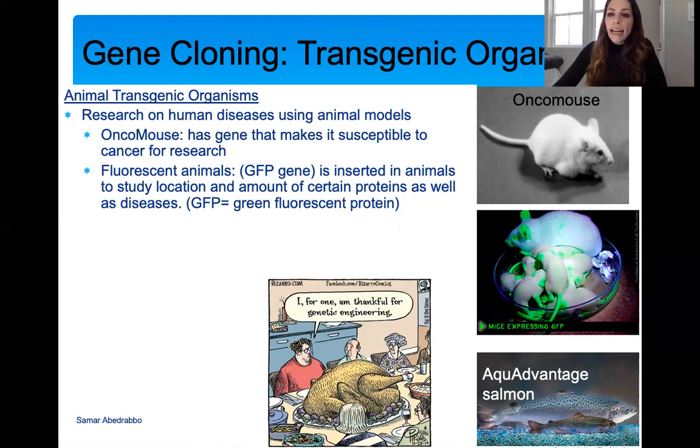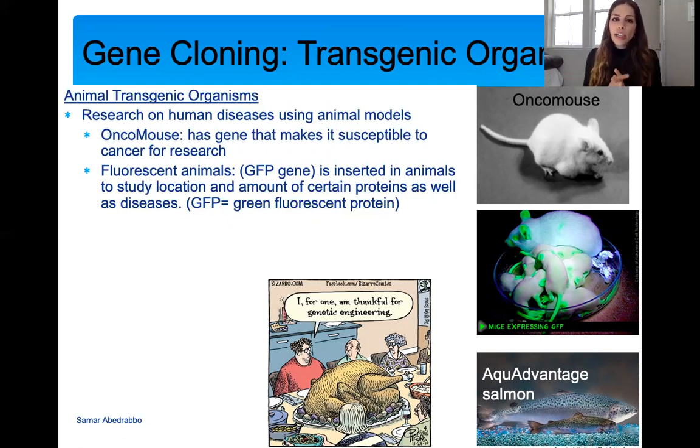So there's something called the oncomouse, and in science, if you guys don't know, oncology is a field of cancer. So an oncologist studies cancer. The oncomouse is a mouse that has the gene that makes it susceptible for cancer research. So it's basically a cancer mouse, and it's been genetically modified to have a form of cancer. And the great thing about the oncomouse is if you're in a lab and you're researching different drugs for cancer, you can order a lot of oncomice and you can use them to study your drug.